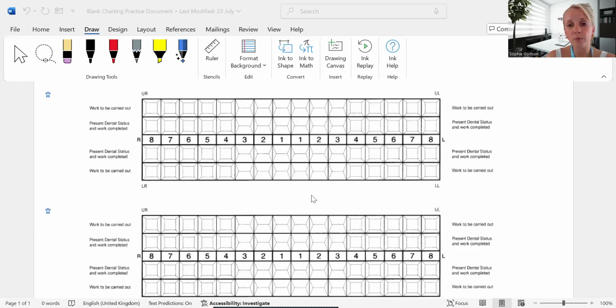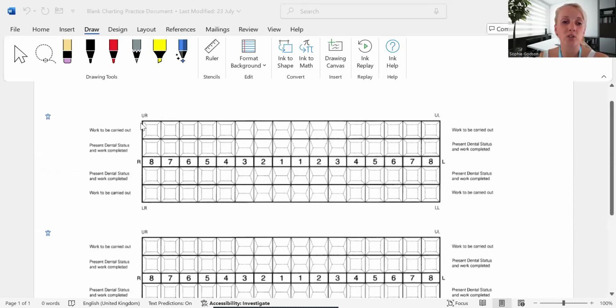And now you should be able to see a document with two charts on it. And this is what you'll need to print before you attend your simulation. You'll attend the simulation as a group session with one of our knowledge coaches. And on that session, they're going to read out an adult chart and then they're going to read out a child chart with mixed dentition. Mixed dentition means they've got some adult teeth and some deciduous teeth.